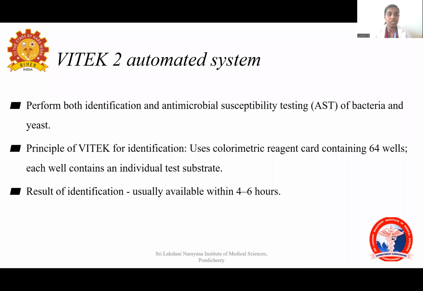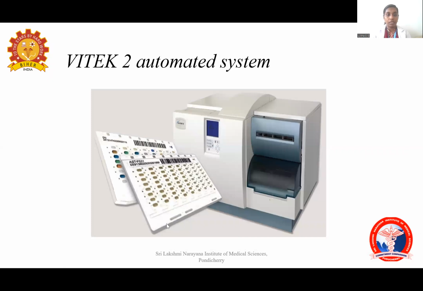The 64 wells mean different biochemical tests are there in each well, so an individual test substrate is there. We make a suspension of the organism, and through a tube which is attached, by capillary action, the suspension of the organism moves onto the card. So this will be the card. It will move through the wells and each well has a certain test substrate, and biochemical reactions will happen.